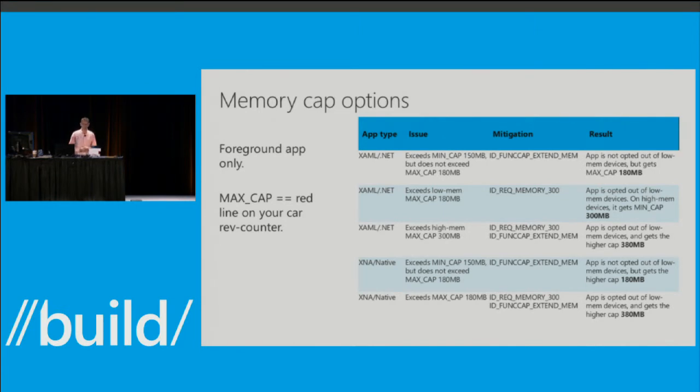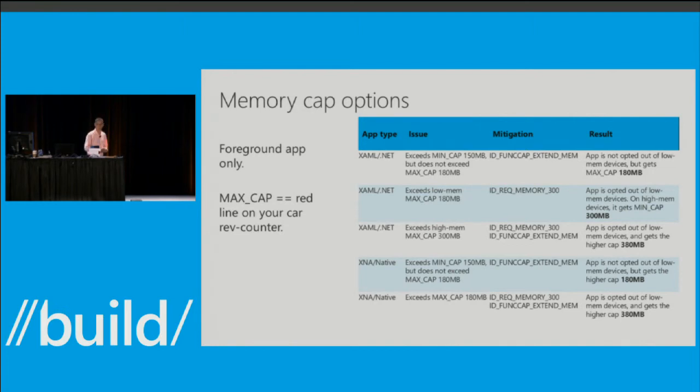So XAML apps get higher caps because they suffer from auto-scaling of the UI, which native and XNA apps don't. So XAML apps need more memory. That's why their cap is higher. And the other entry you can put in the manifest is an ID_REQ_MEMORY_300 to say, I require 300. And what that's saying is, I do not want to be visible to a device that only has 512 physical.